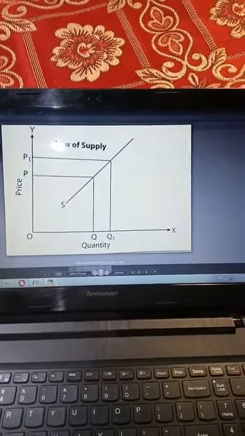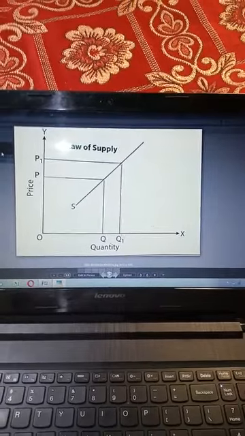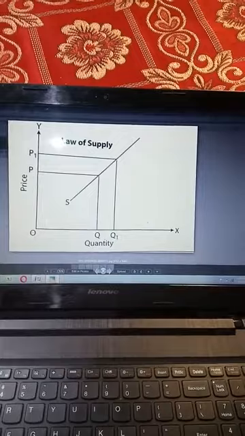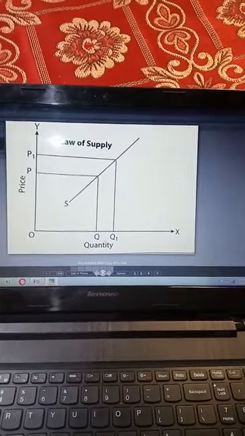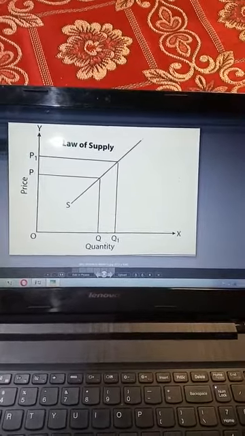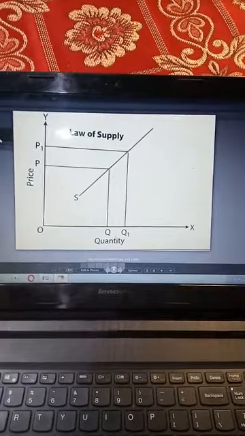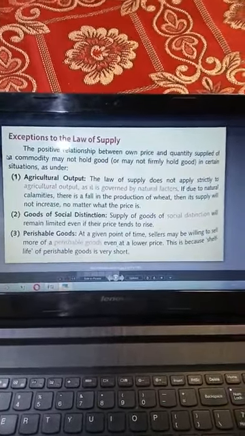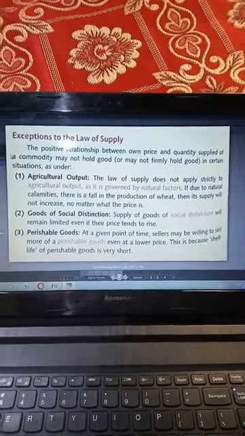Quantity is on the Ox axis, price on the Oy axis. Direct relation is there because the supply curve is upward sloping from left to right. If price increases from P to P1, definitely quantity supplied will also increase from Q to Q1. There are some assumptions of law of supply, and exceptions of law of supply.